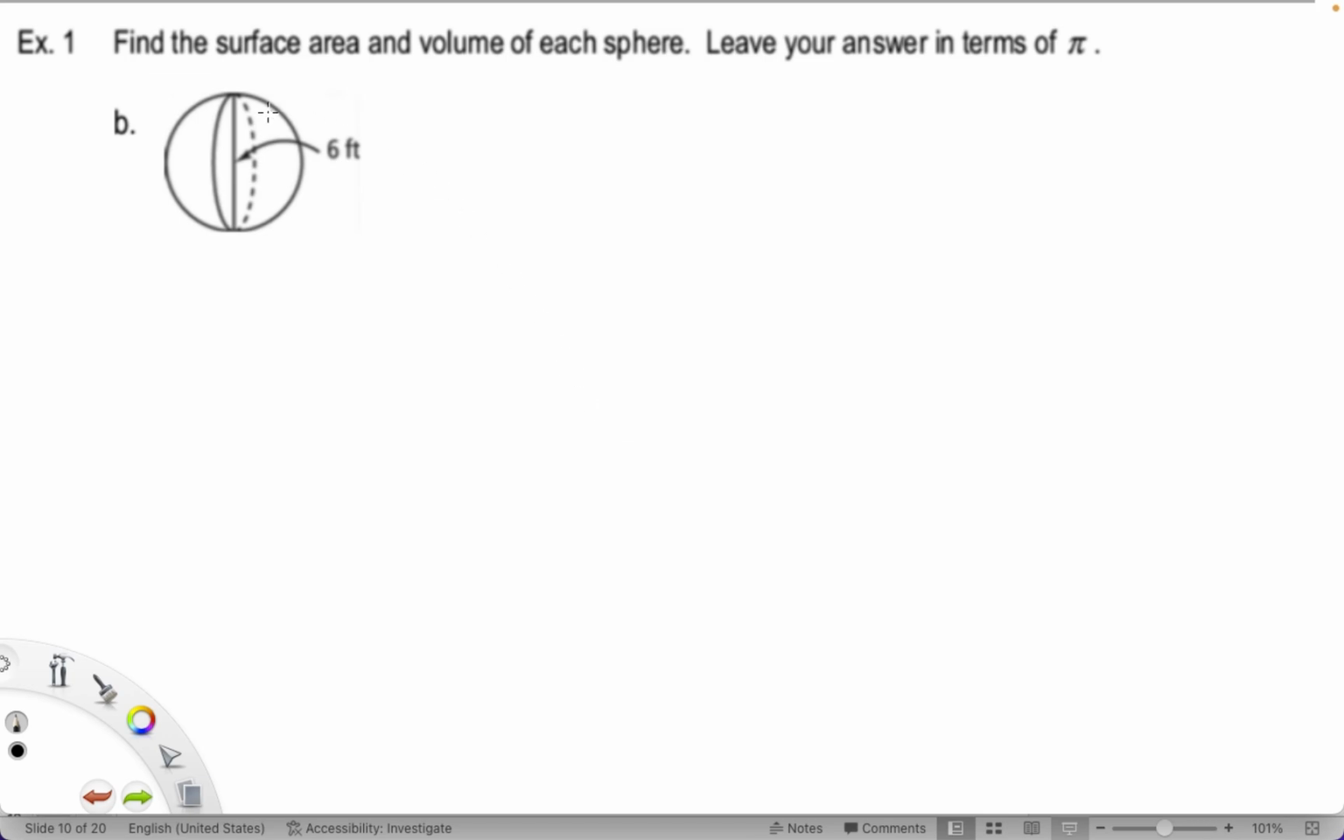Right. Question 1b is asking us to find the surface area of the sphere and leave the answer in terms of pi. And I'm sorry, the surface area, let's try that again. Whoops.